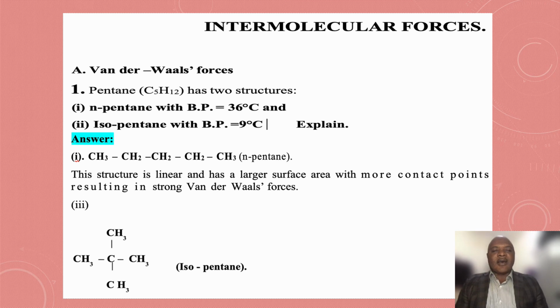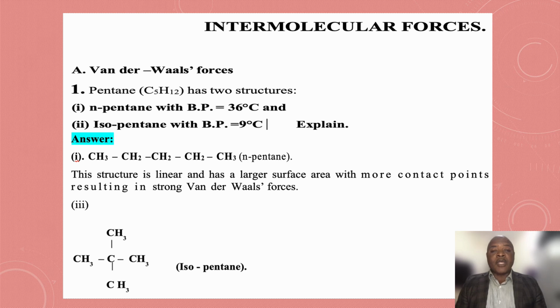We are starting with intermolecular forces. These are some of the paper 2 questions on intermolecular forces. With question number 1, pentane has 2 structures: N-pentane with a boiling point of 36 degrees Celsius, and isopentane with a boiling point of 9 degrees Celsius. Explain.